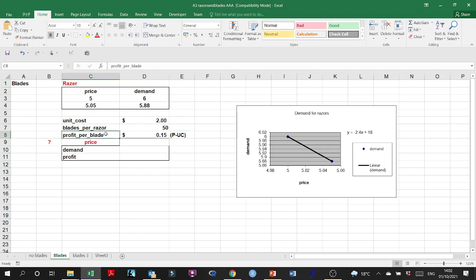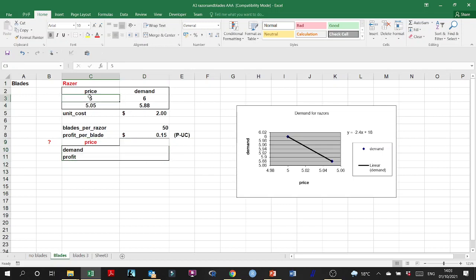So here will be the profit per blade. The profit per blade will be the price minus the unit cost over here. Okay, so that's very good. And then we have the blades per razor. And then we have the unit cost over here for the razor. So maybe I should just put this here and put it here. So this is the information for the razor in a sense, and this is the information for the blades, and this is the price of the razor.